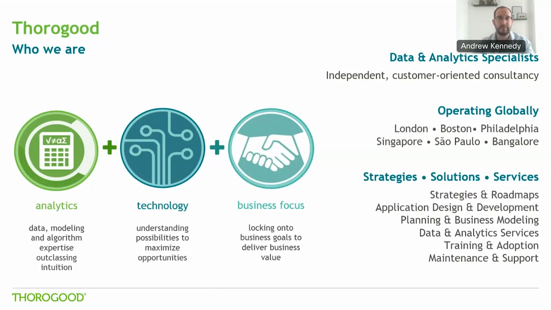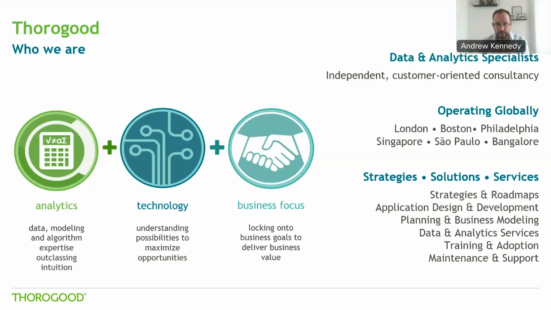So first off, for those of you who don't know Thorogood and haven't come across this before, we're a specialist independent consultancy. We operate globally within the data and AI specialism, and our products fall into the general categories of data engineering, data science, and data visualization. But essentially, our business is helping customers to make sense of their data using analytics solutions. And we do that by bringing together the three pillars that we have, which are analytics, technology, and business focus.